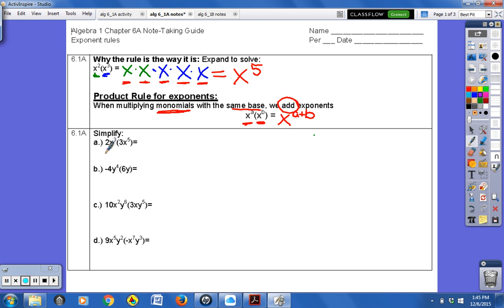So on our next problem, we have 2x to the third times 3x to the fifth. So the 2 and the 3 aren't the same number. They're not the same bases. So I multiply them because that's what we're doing. We're multiplying things together. So we have a 2 times 3. And then the x's have the same base. So I have an x, and I can combine them into one x. But to figure out that exponent, I add those. So 3 plus 5. And so now we end up with an answer of 6x to the 8th.